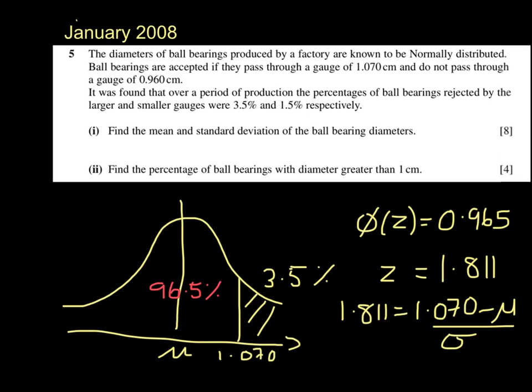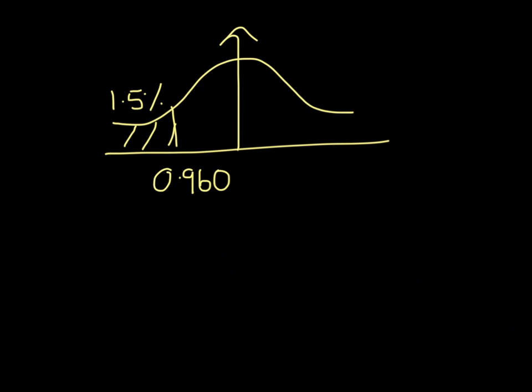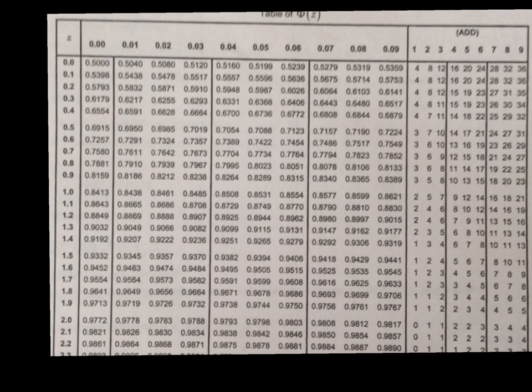I have one formula. Taking the information about balls that are rejected if they're too small, which happens at 0.960 and 1.5%. Again, we work with the larger area, so I'm interested in 98.5%. Going to my normal tables, I'm going to look for an area of 0.985. And we can see in the tables that 0.985 occurs at exactly 2.17.